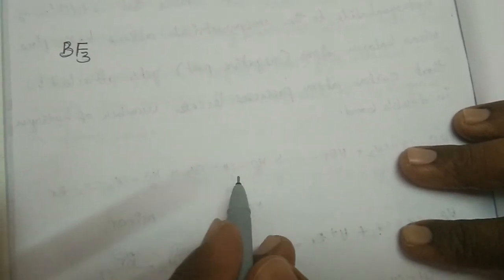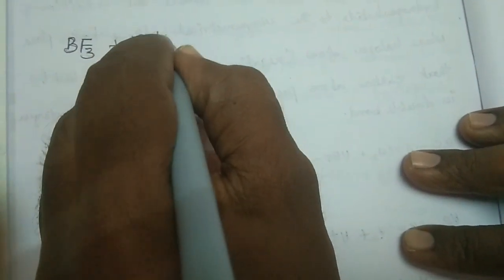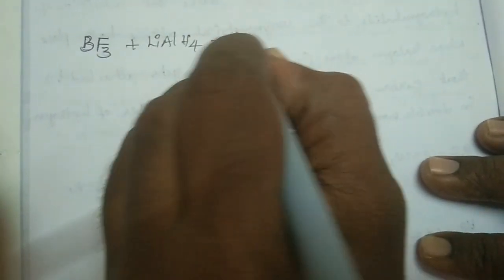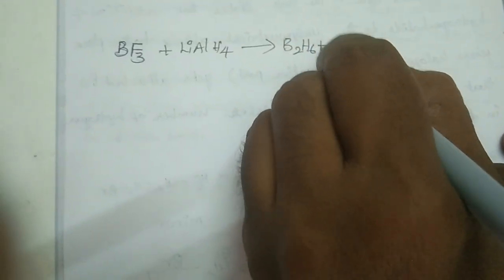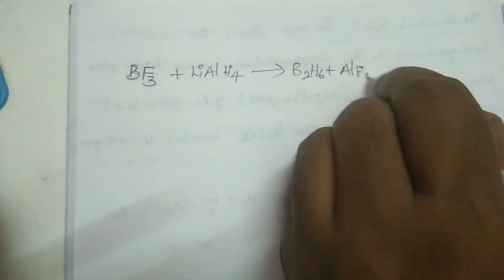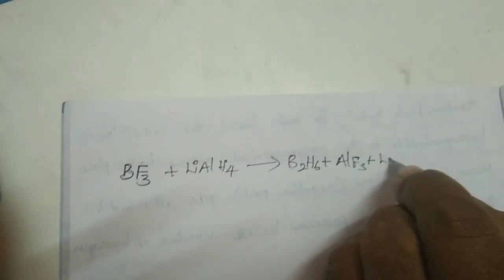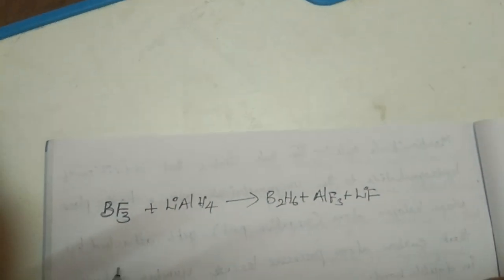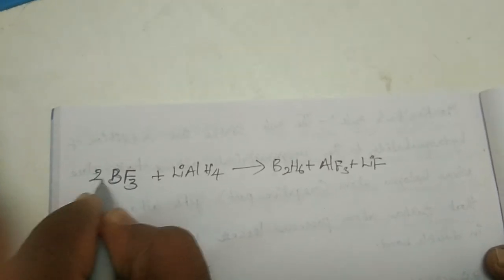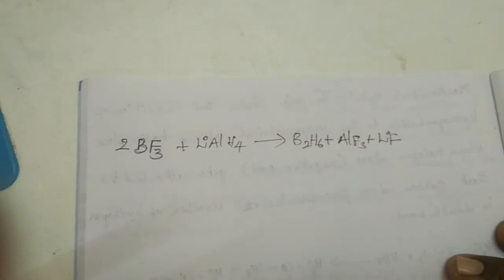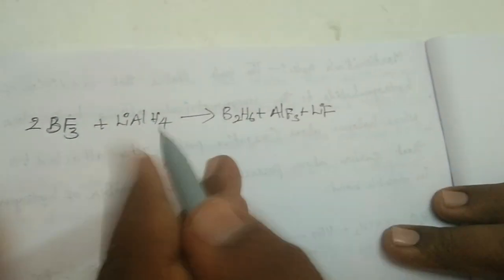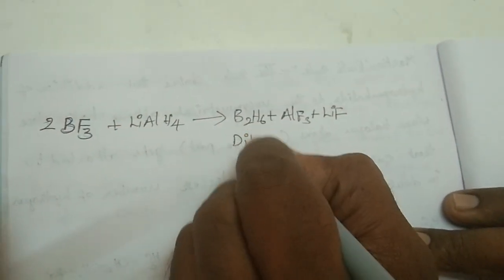So diborane can be prepared by the reduction of boron trifluoride with lithium aluminium hydride to form B2H6, AlF3 and lithium fluoride. Here we take 2BF3, and now the reaction is balanced. This is called diborane.